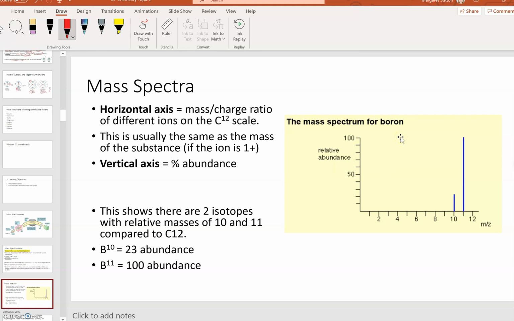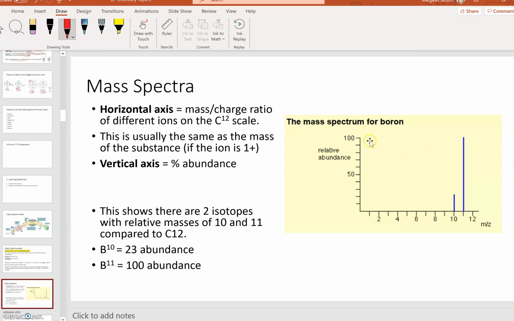So this is the mass spectrum for boron, and you can see here that there are 2 peaks. Because there are 2 peaks, that tells us there are actually 2 isotopes of boron. And you can see one of the isotopes has a mass of 10 and one of the isotopes has a mass of 11. And this is how we can put samples of all elements into the mass spec and work out how many isotopes they've got and how abundant they are.